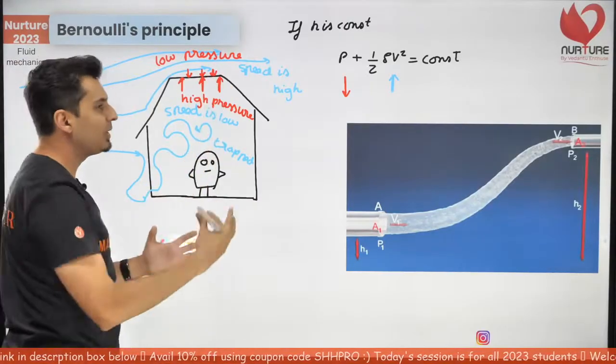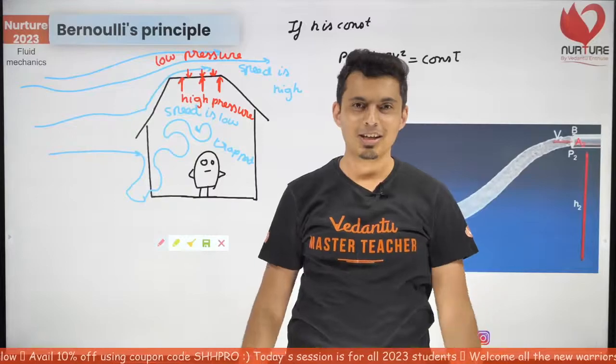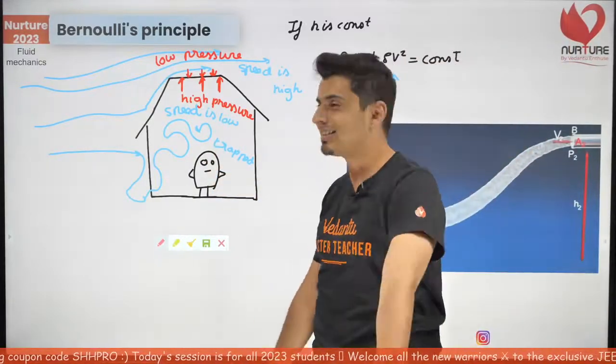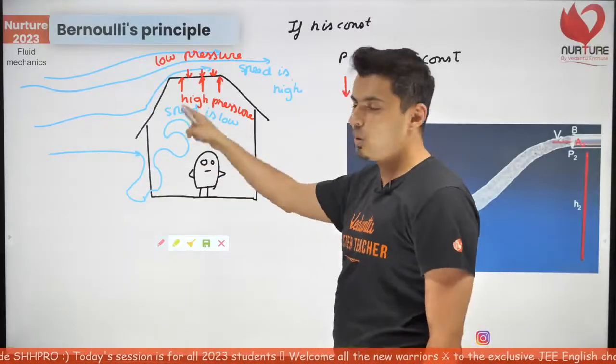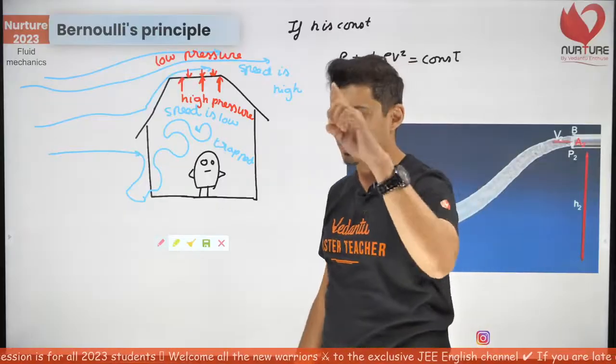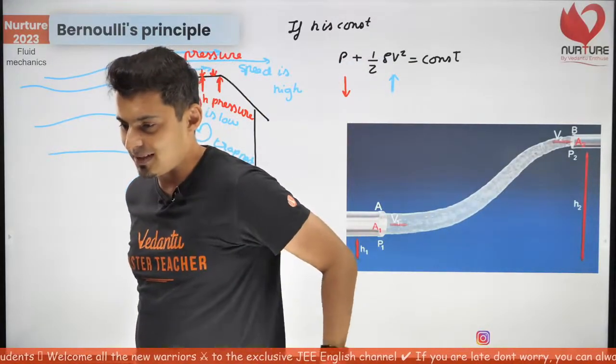That means what will happen to the roof? The roof will just blow off. And Pandu will be like, what the hell just happened? So this is the reason why the roofs blow off, and the answer for that is Bernoulli's principle. Okay, so that's what it is.